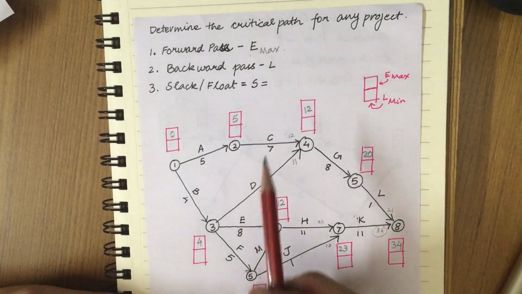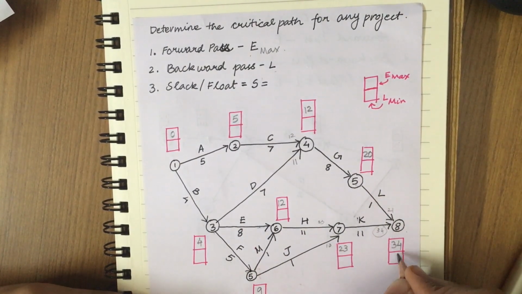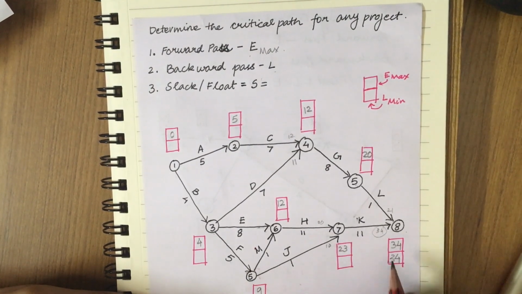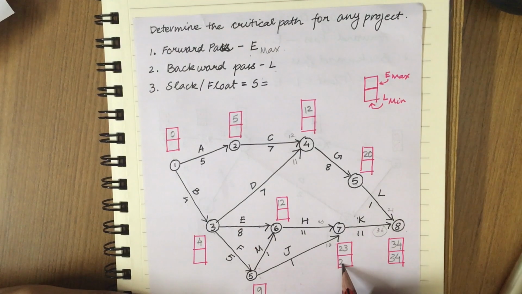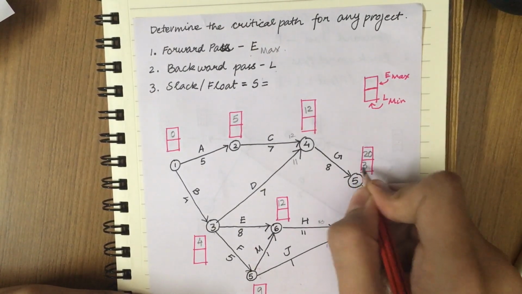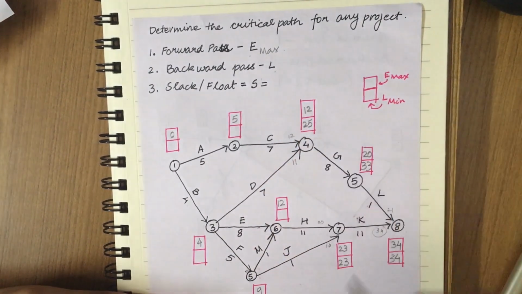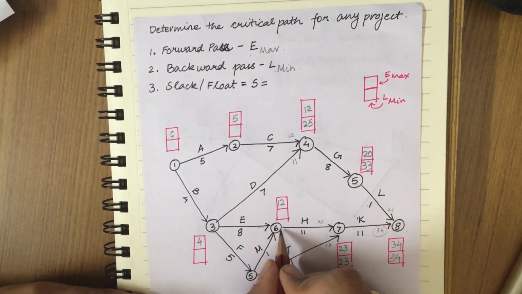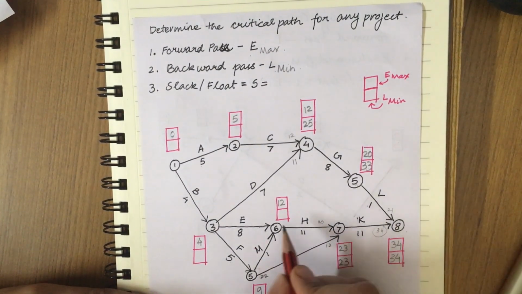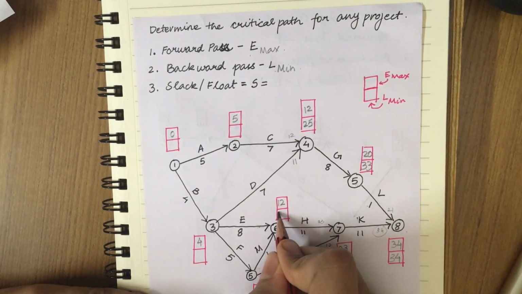Now we'll calculate the value of L using backward pass. So E and L for the final event is going to be the same. So 34. 34 minus 11 is going to give you 23. 34 minus 1 will give you 33. 33 minus 8 will give you 25. For the sixth event, L is 23 minus 11, 12.